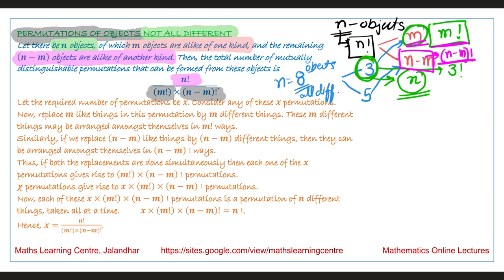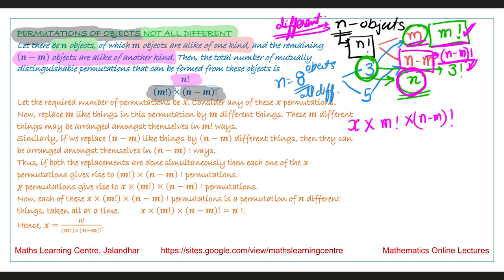This will be the case if we take that all n objects are different. So these can be arranged in m factorial ways, these in n minus m factorial ways, and the total number of permutations in this case, which we suppose is x. So what we obtain is x into m factorial into n minus m factorial.